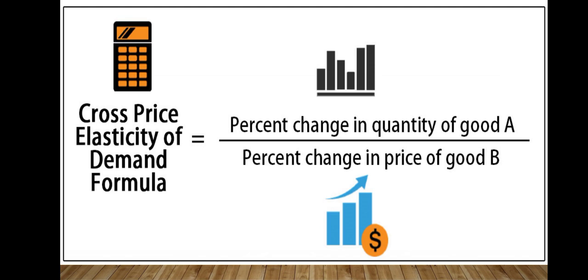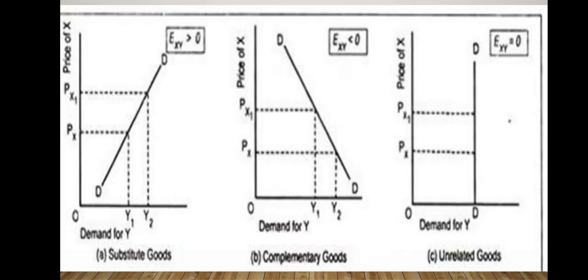Changes in the demand of coffee due to the changes in the price of tea, and coffee and tea are both examples I have taken. So that is cross elasticity. It is again of three types: substitute, complementary, and unrelated. Substitute is when the price of one commodity increases and due to that the demand for another commodity rises. You can see in the graph price of X along the y-axis, and along the x-axis we have demand for Y. So when price of X increases, the demand for Y also increases.